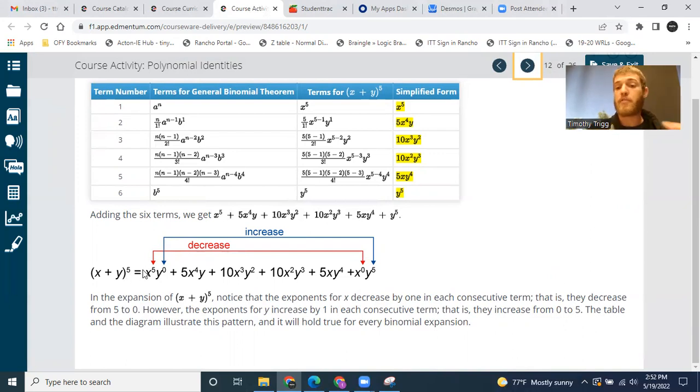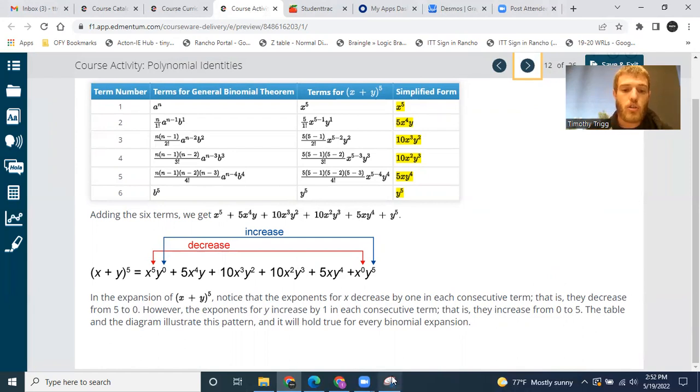If this was x plus y to the power of 6, then your first term would have x to the power of 6. Okay, so whatever the degree of the binomial is, you have x to the power of that degree, and then it decreases.